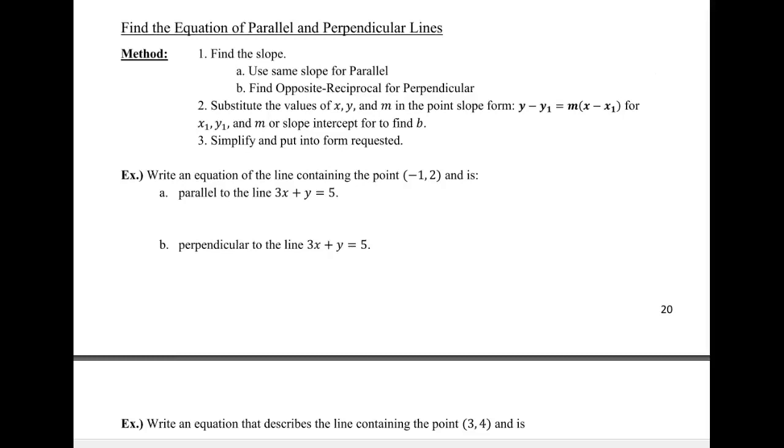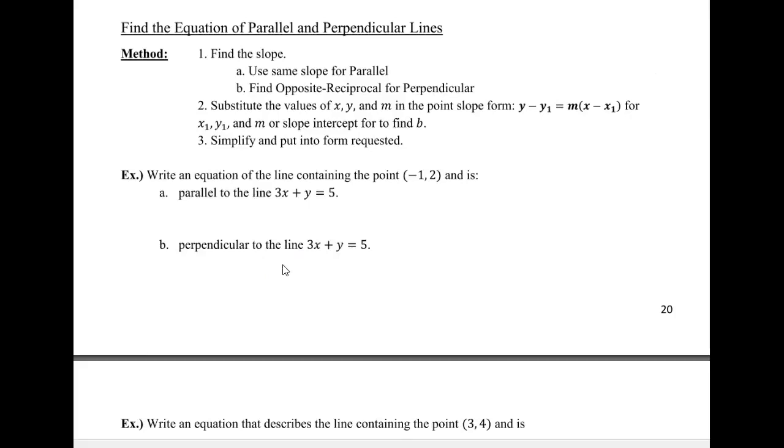Alright, now that we know what parallel and perpendicular lines are, what they look like, what their slopes are, we can find equations of parallel and perpendicular lines. For this first example, it says, write an equation of the line containing the point (-1, 2) and is parallel to the line 3x plus y equals 5. Then we're going to do the same thing, but with a perpendicular line.